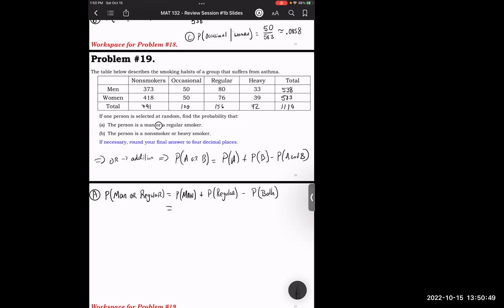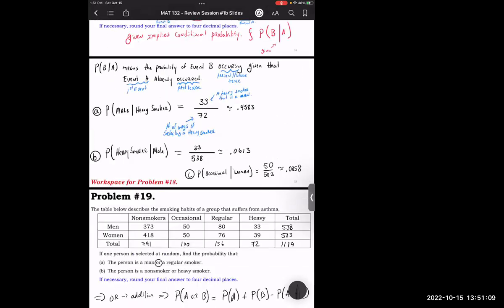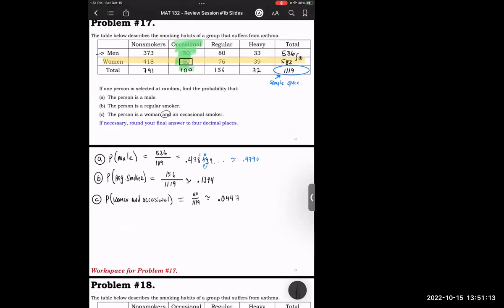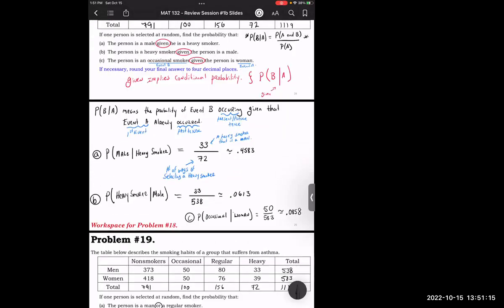Okay, so we computed these probabilities earlier, no? The probability of selecting a man is 538 out of 1,119. The probability of getting a regular smoker is 156 out of 1,119. And again, if you want those numbers, look back at problem 17, parts A and B.